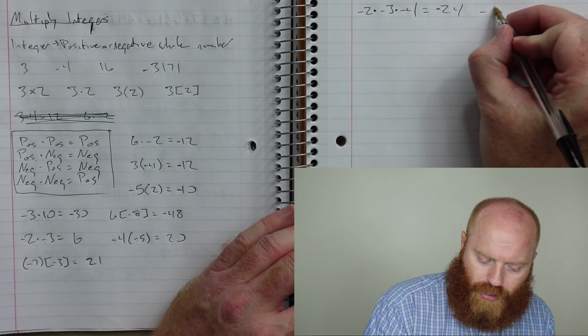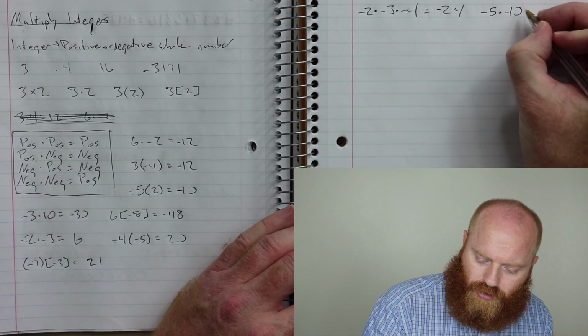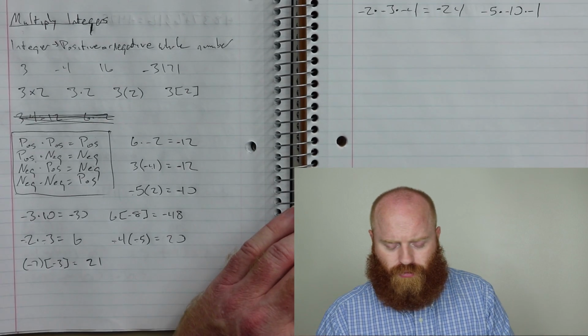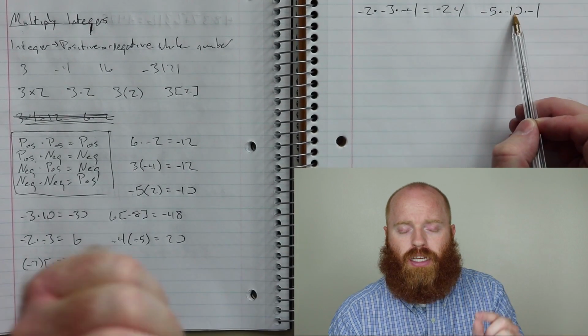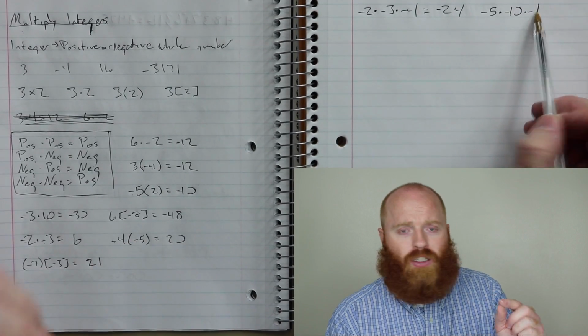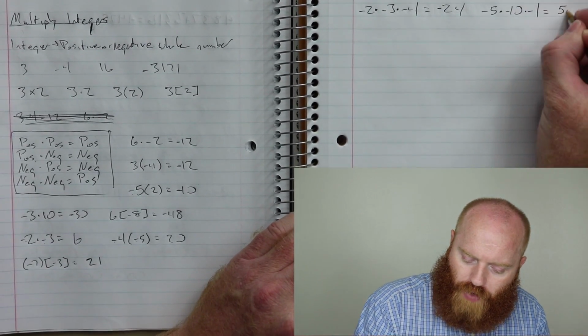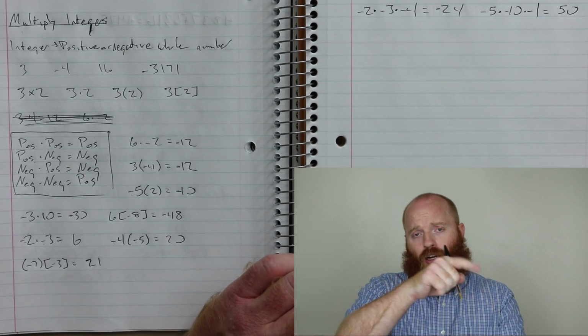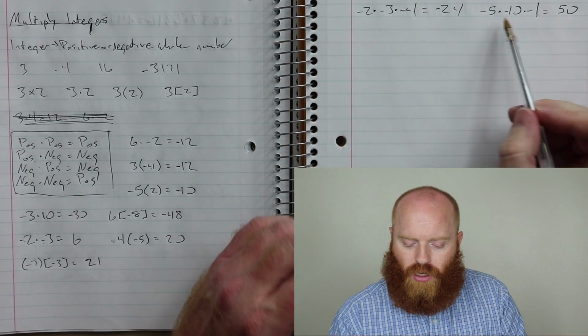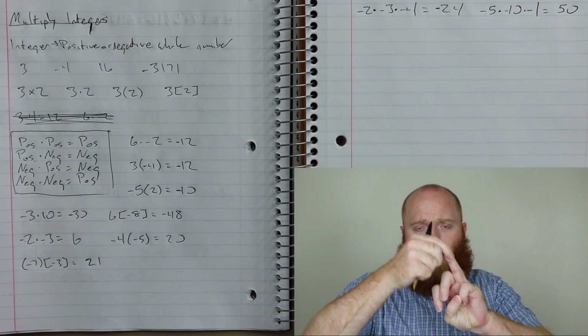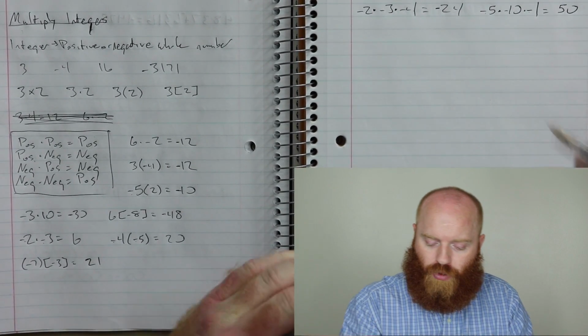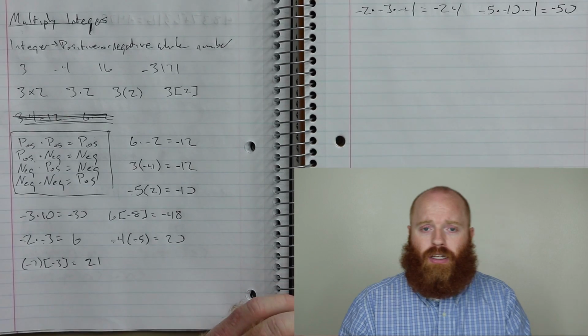What if I have negative 5 times negative 10 times negative 1? I don't care. Multiply the numbers from left to right. 5 times 10 is 50, and then 50 times 1 is 50. So the answer is 50. But the answer is not 50. I still got to find out my sign. Find out the number, find out the sign. Negative times a negative times a negative. I got 3 negatives. These 2 negatives cancel. I got 1 negative that's not going to cancel with anything, so it remains in my answer, negative 50.